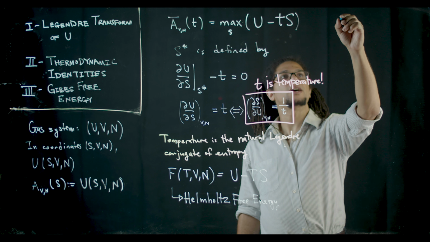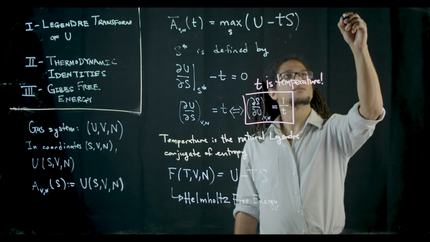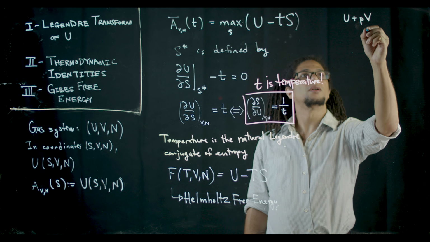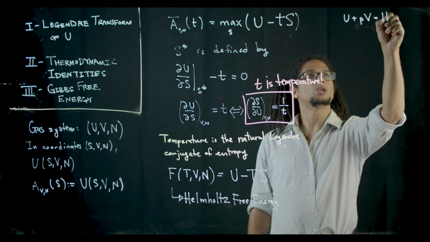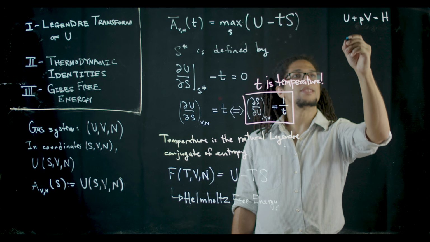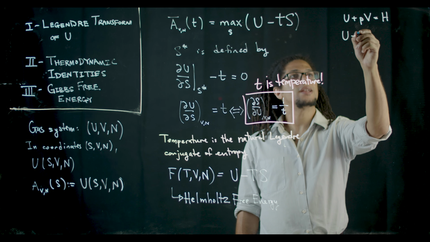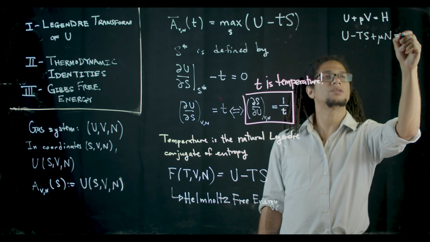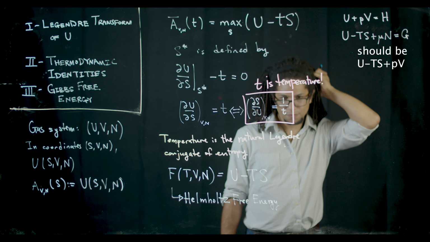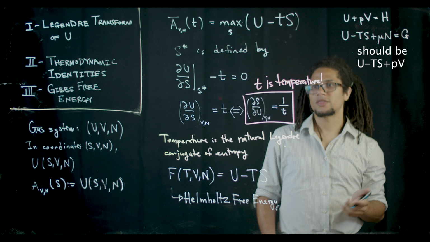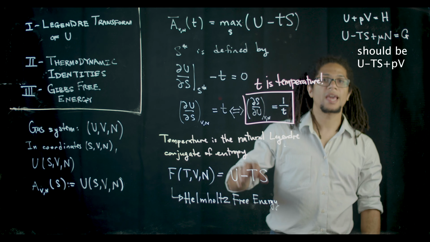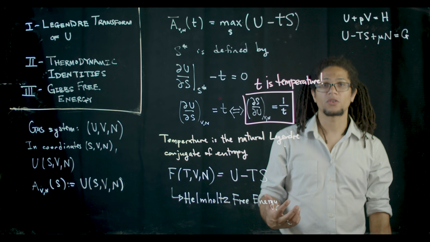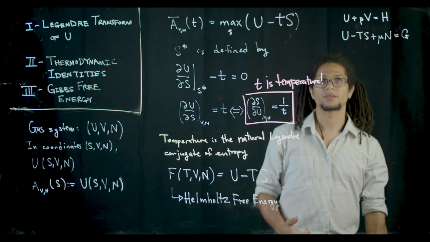Let's define U minus or plus PV to be called H. And let's define U minus TS plus mu N to be called G. Now, the thing that we naturally want to check is that we get something like this again, that these intensive quantities are also naturally Legendre conjugates.